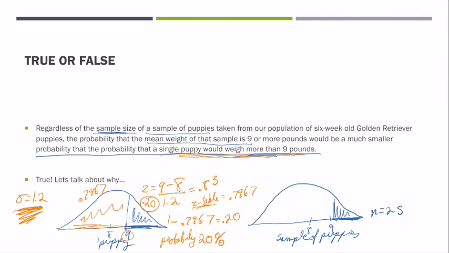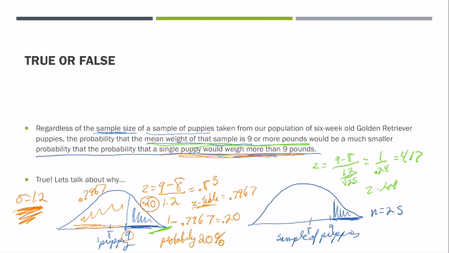Now let's compare this to if I had a sample of 25 puppies. I still want to find the area over here. So I'm going to find my z-score. That's going to be 9 minus 8 over, we're looking at a distribution of sample means, right? We want the mean weight of the sample to be 9 or more pounds. So I have 1.2 over the square root of 25. That's what I chose for my sample size. We could have chosen any sample size greater than 1, because the square root of 1 is 1, and then we would have gotten the same thing as over here. That gives me 1 over 0.24, which is 4.17.